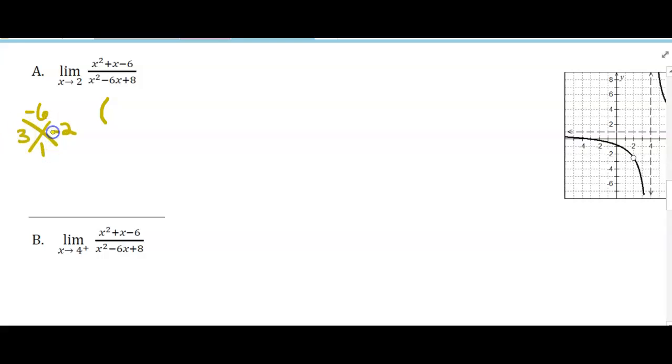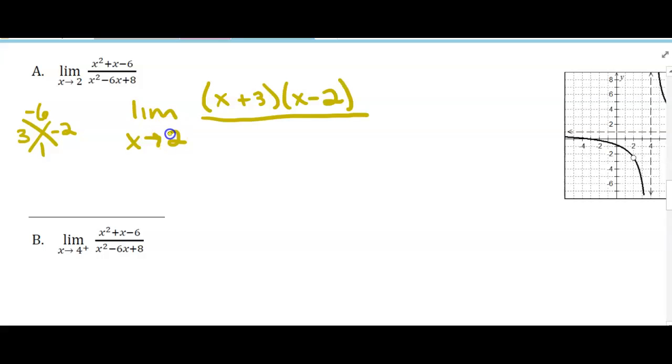And so my factors in my numerator, I'll go ahead and write this using proper notation. The limit as x approaches 2 of (x + 3)(x - 2). Again, feel confident we can do this on our own. Same thing with the denominator. When I factor that, I'm going to get factors of, it looks like, (x - 4)(x - 2). Add to negative 6, multiply to positive 8.